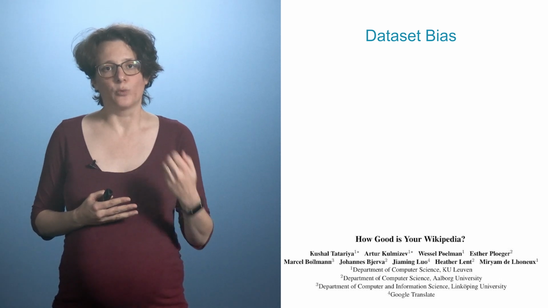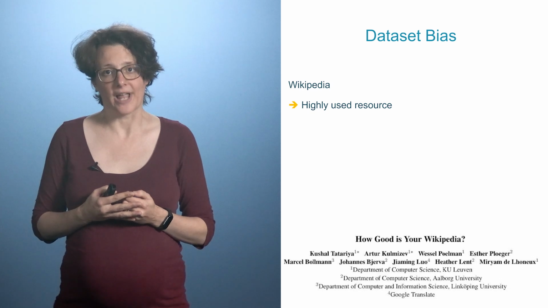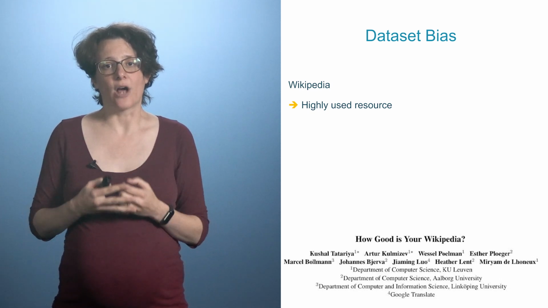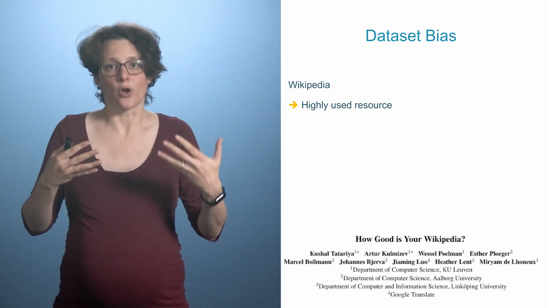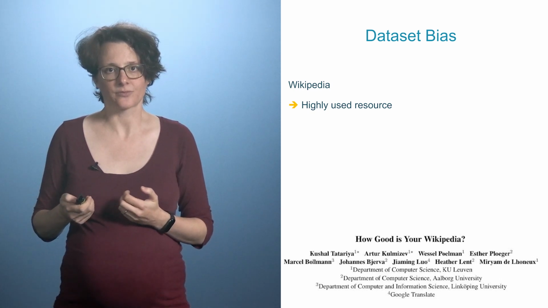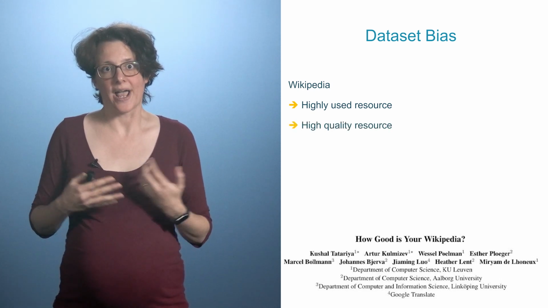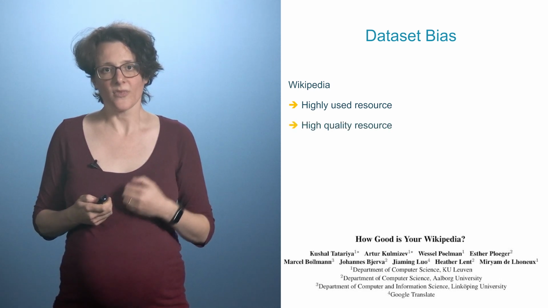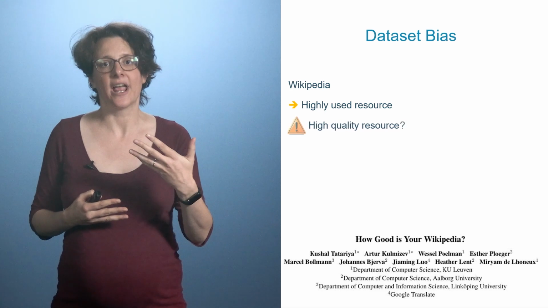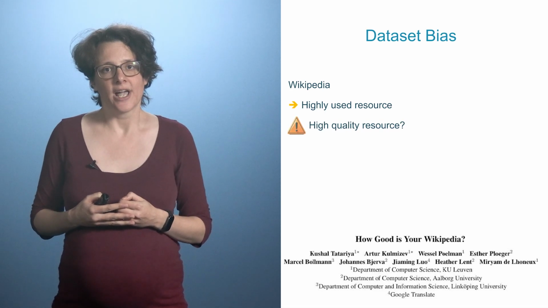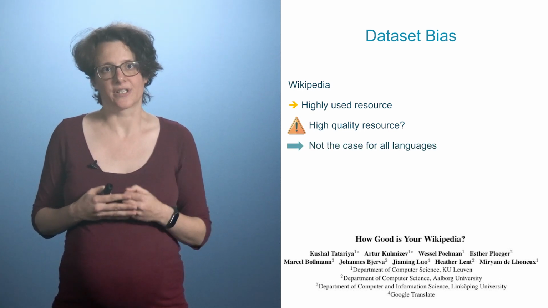Specifically, we looked at Wikipedia, which is a very highly used resource in multilingual NLP. It is fairly easy to download from the web, and you can have data that is somewhat parallel in many languages. And it's considered a high-quality resource by researchers. Now we investigated if it can be seen as a high-quality resource, and found that this is not so much the case for all languages.